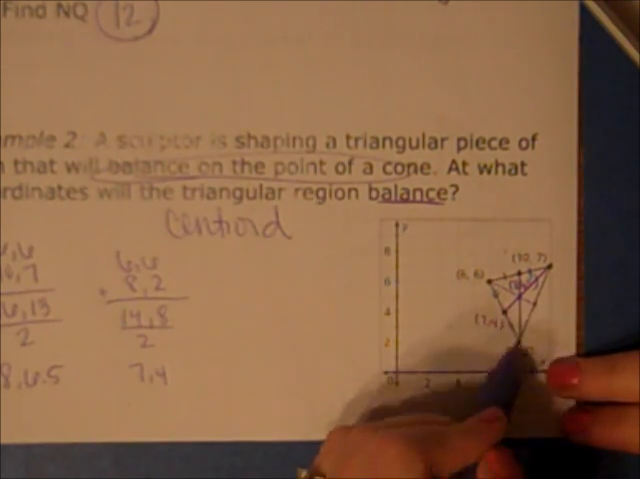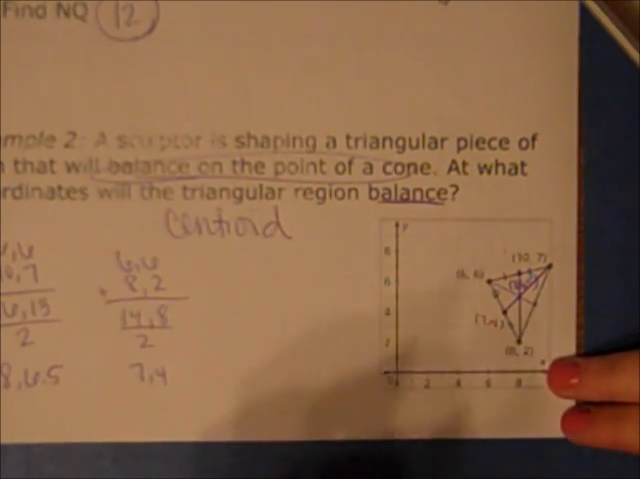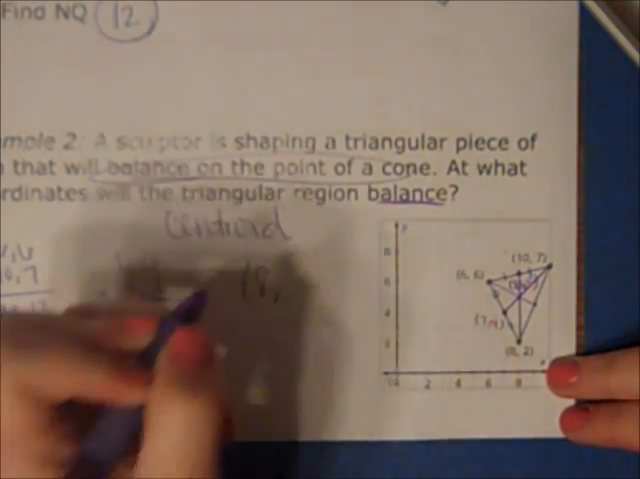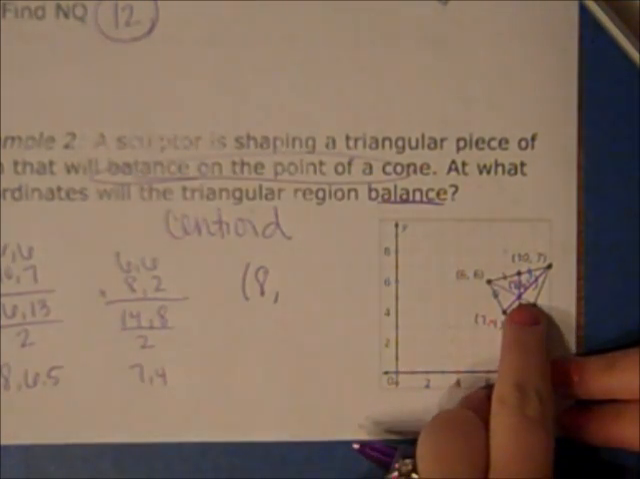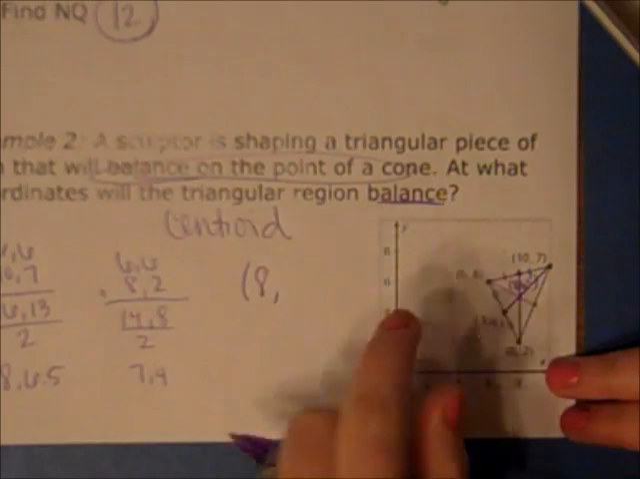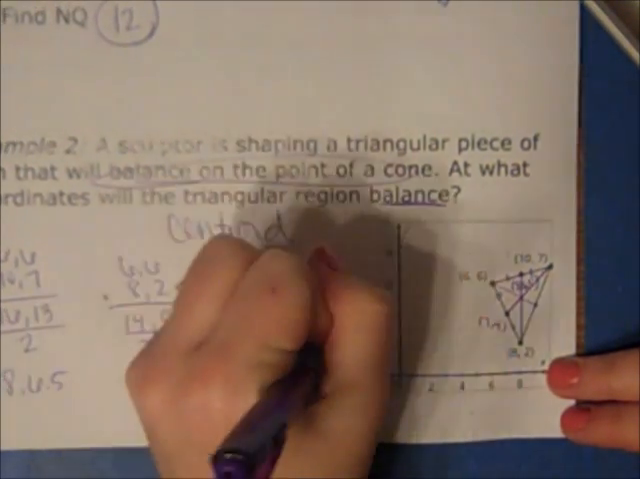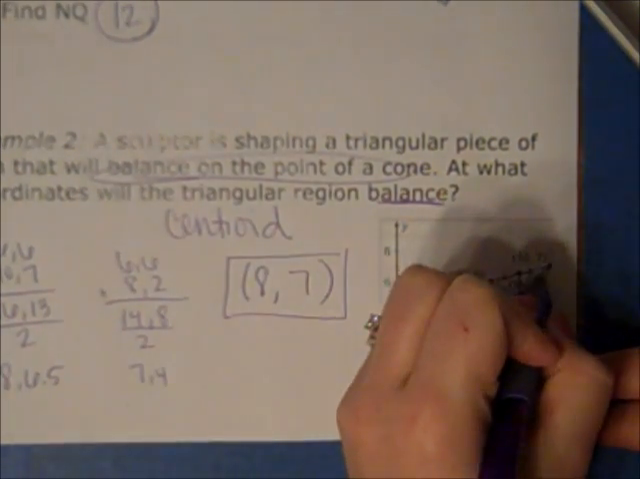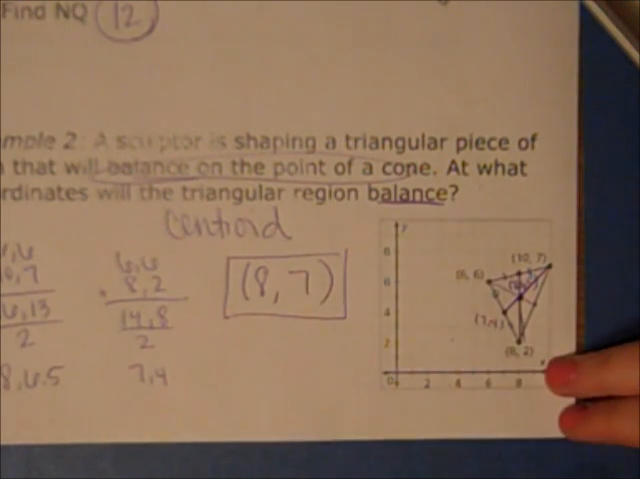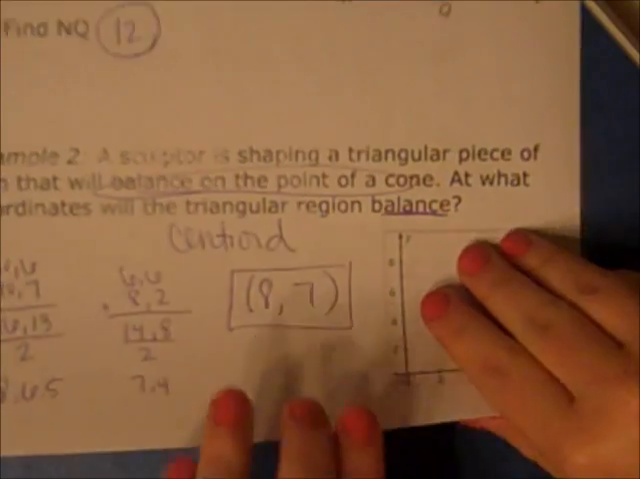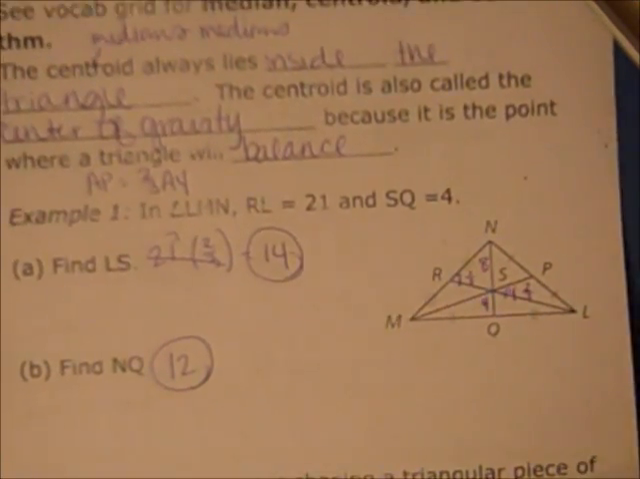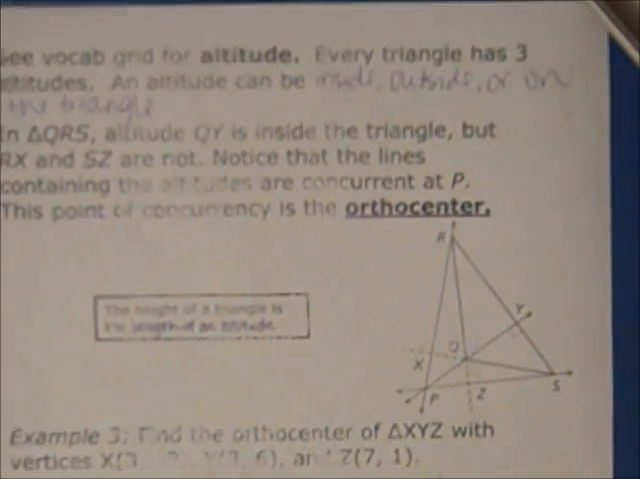Since this line, this median here was vertical, that gives us a good indication that the first coordinate will be 8. Then we just need to look at y. That looks like that happens at 7. So this coordinate where these 2 medians intersect is at 8, 7. So my centroid is at 8, 7. Okay. Alright, so that is median and centroids.